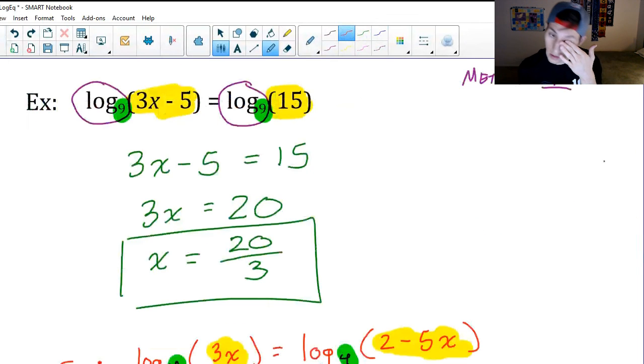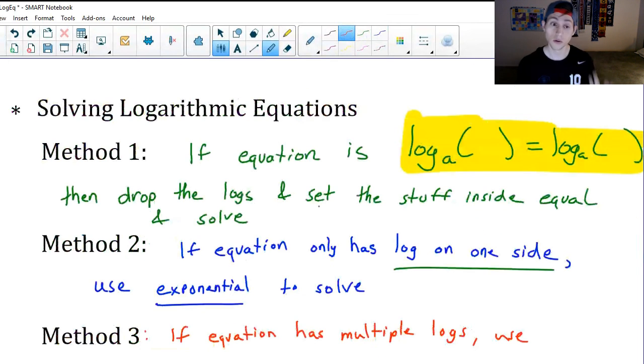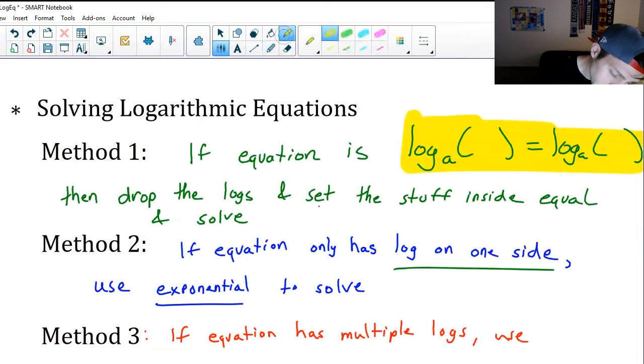Okay, so let's go back one slide so that then we can go forward. So that was method 1. Now method 2, so how do I know if I'm using a method 2 equation?